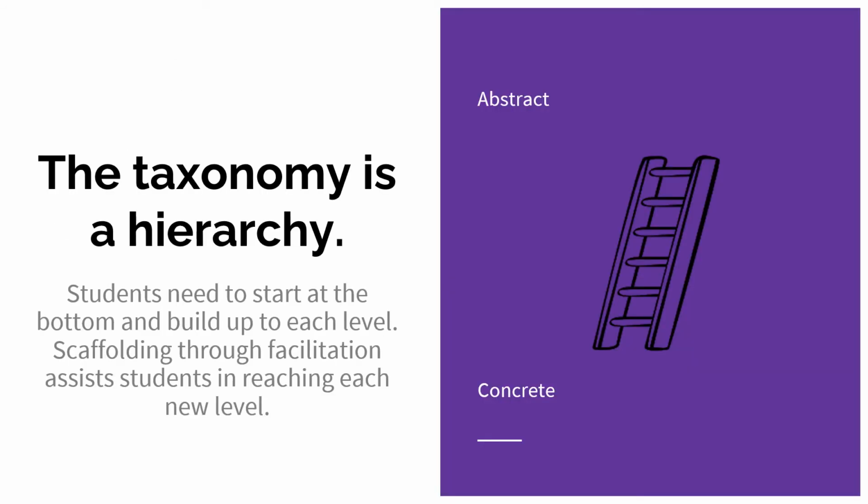As mentioned, the taxonomy is a hierarchy. Students need to start at the bottom and build up to each level. Scaffolding through facilitation assists students in reaching each new level. The taxonomy, starting at the bottom, deals with concrete ways of thinking. As you move up the ladder, students start to reach abstract levels of thinking.